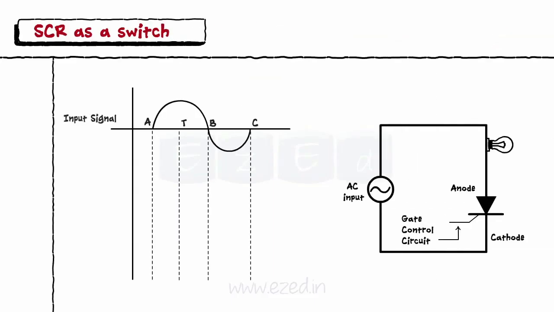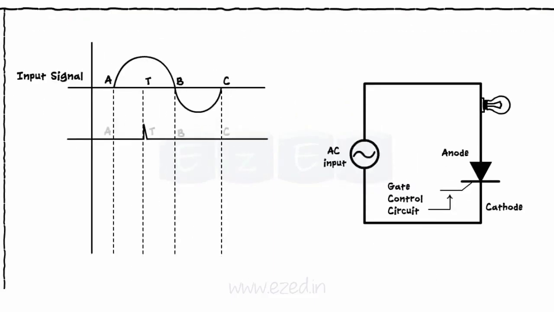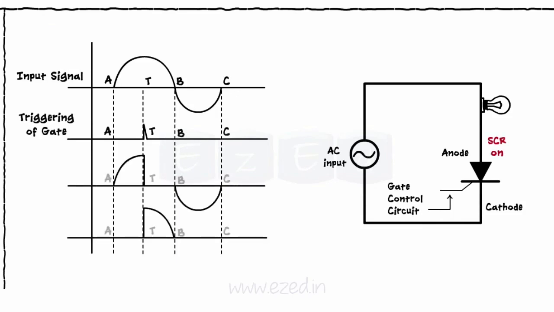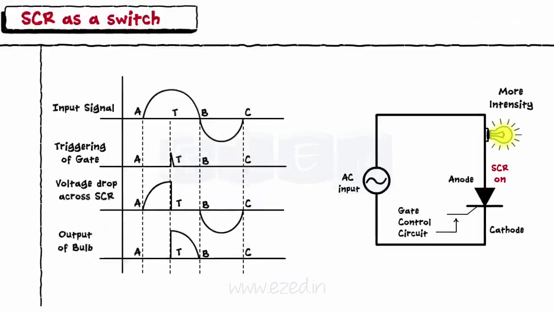In the second case, we apply the gate pulse at the peak point of the positive half of the input. This enables the SCR to remain on till the end of the positive half, and in this case the bulb glows with more intensity than the previous case.